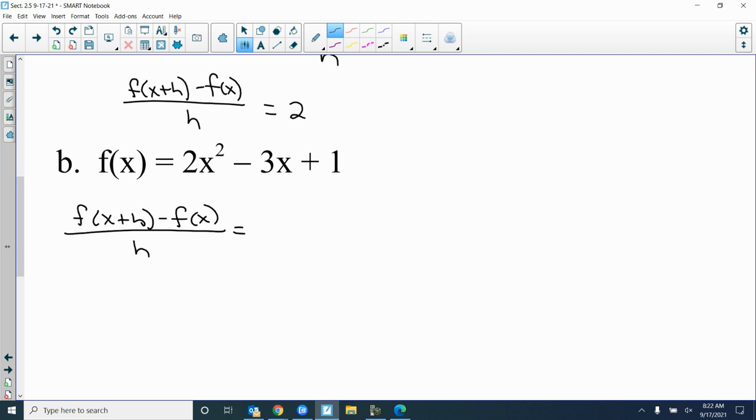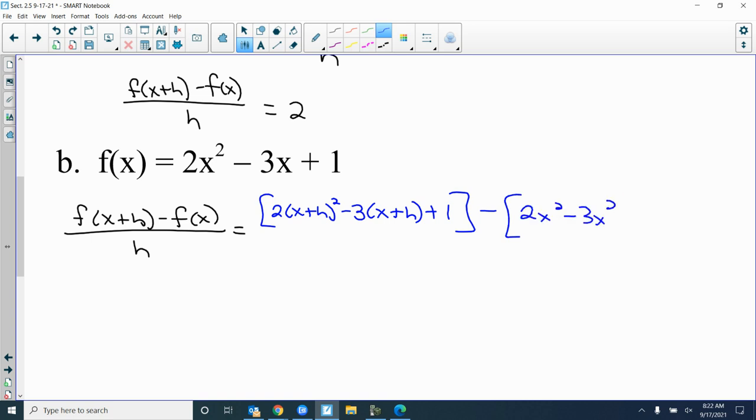So f of x plus h, I'm going to put it in brackets. 2 times x plus h squared minus 3 times x plus h plus 1, minus f of x, which is just the original function, all divided by h.